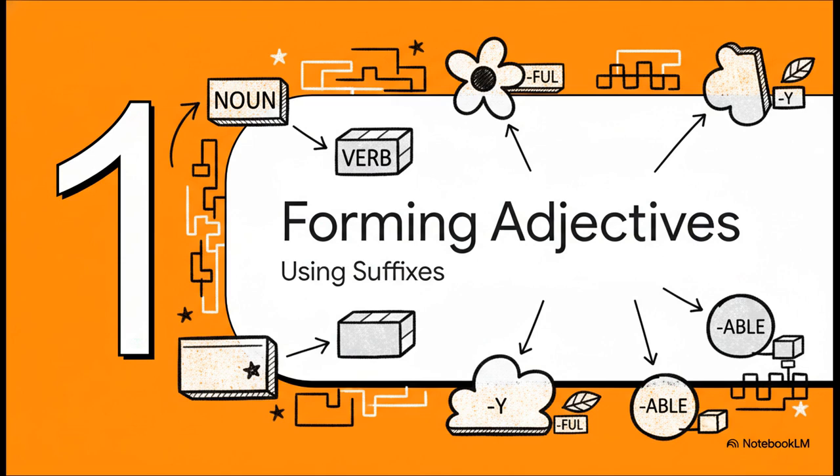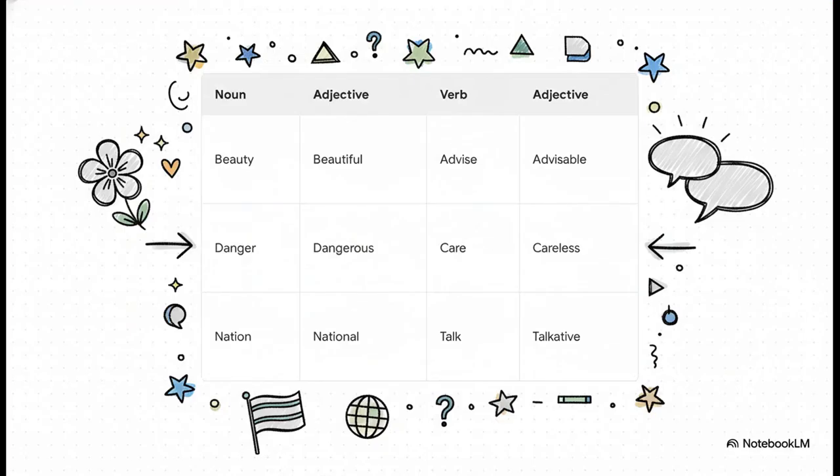Okay, so we know what adjectives are, but have you ever wondered where they come from? It's actually quite interesting. A lot of adjectives are just formed from other words like nouns and verbs by adding a little something at the end. Let's see how. This table shows it perfectly. Look, we can take a noun like beauty, add the suffix full, and we get the adjective beautiful. Or take a verb like talk, add itive, and it becomes talkative.